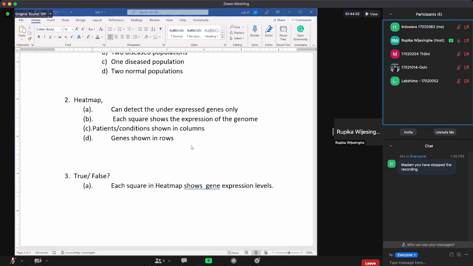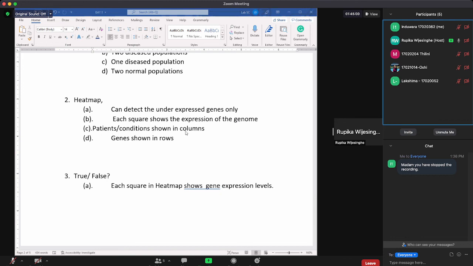Heat map is the one that we looked at, the visualization one, how to visualize gene expression data. Can it detect under expression genes only? No, you can detect the overexpressed genes also. And each square shows the expression of the genome? No, each square shows the expression of one gene.